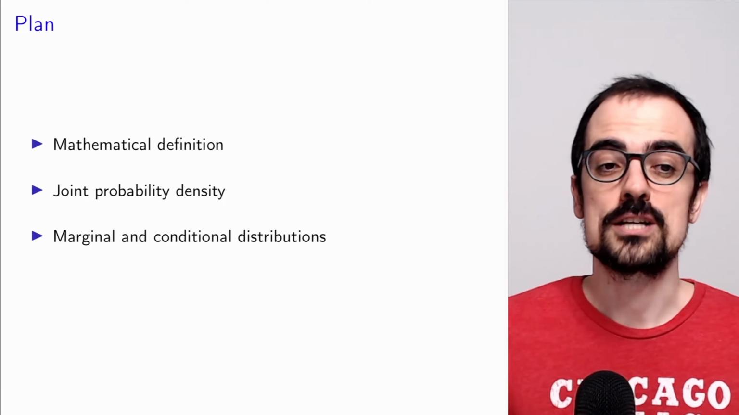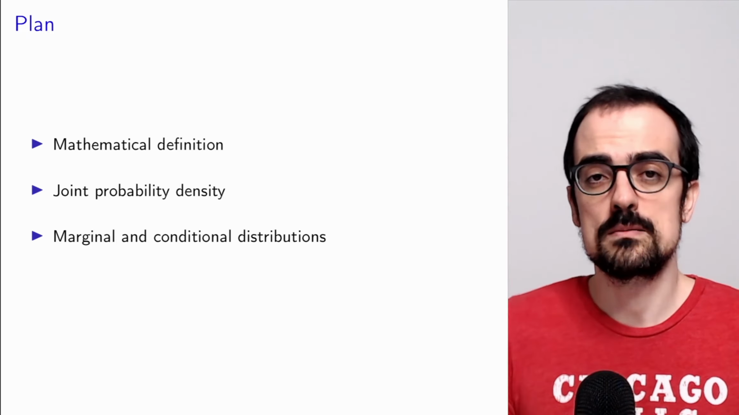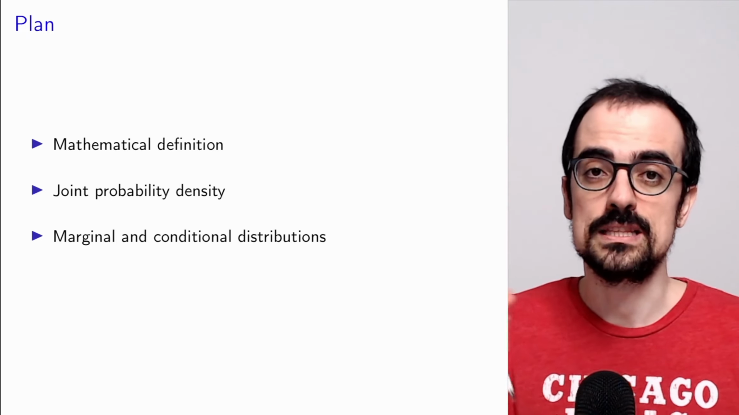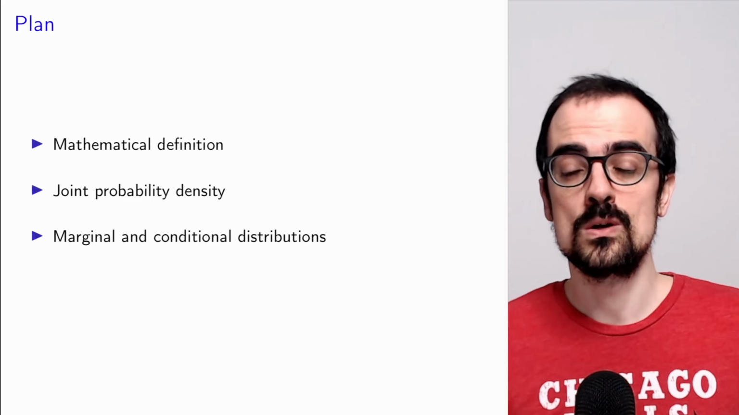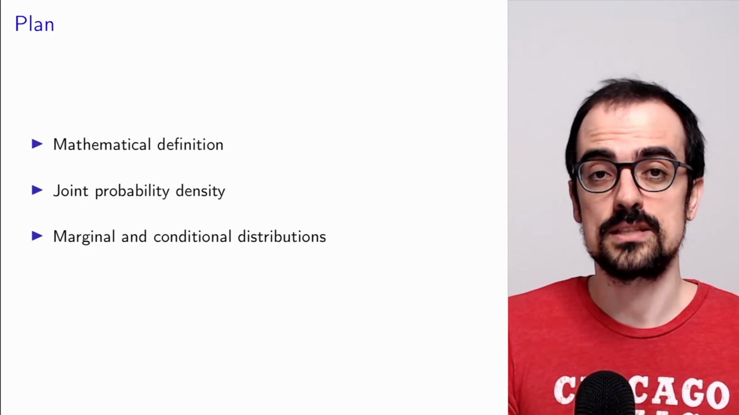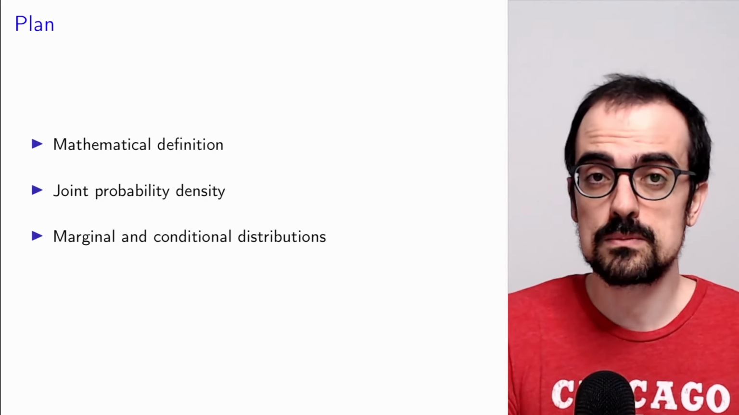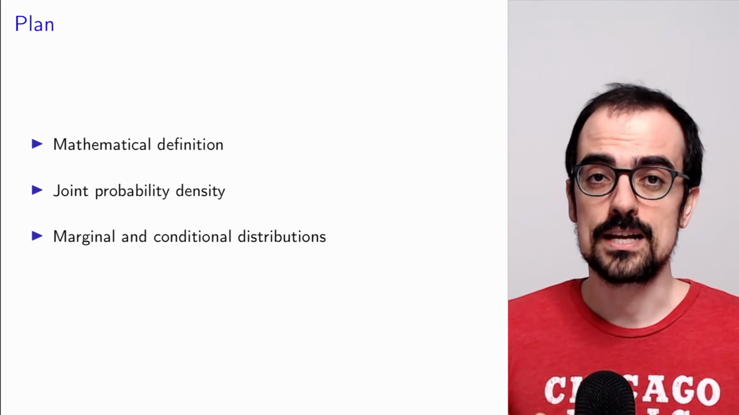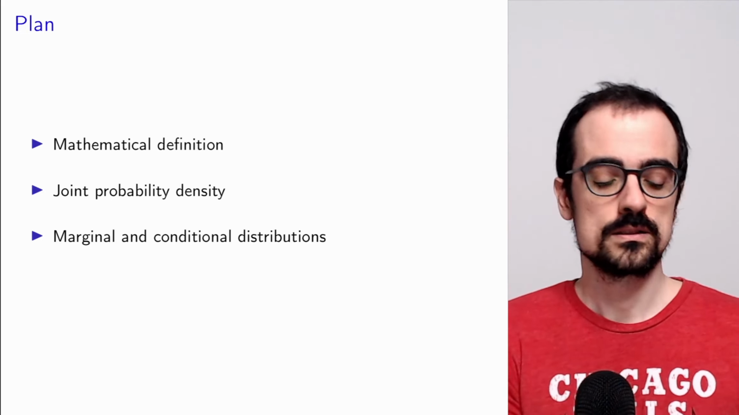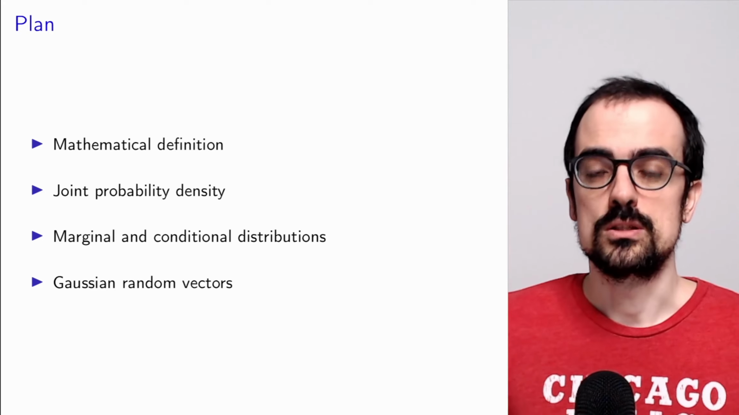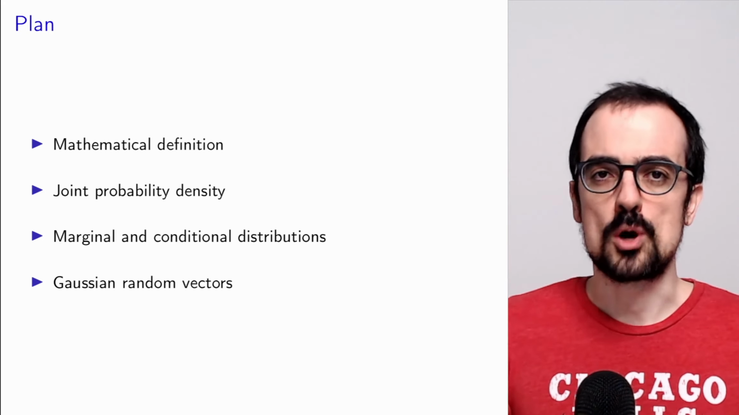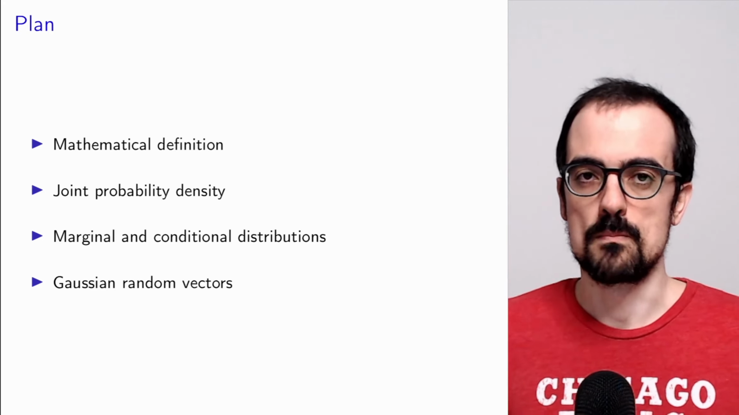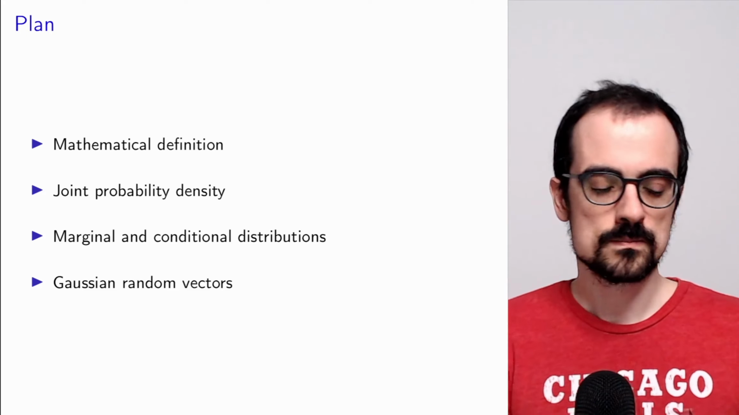Then we will talk about marginal and conditional distributions, which enable us to isolate the behavior of individual variables within a model and also to update our uncertainty of certain variables once the value of other variables is revealed. And finally, we'll talk about Gaussian random vectors, which are the most popular parametric model for multiple continuous variables.